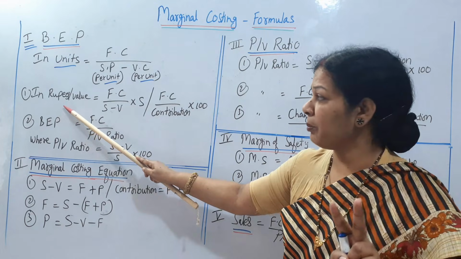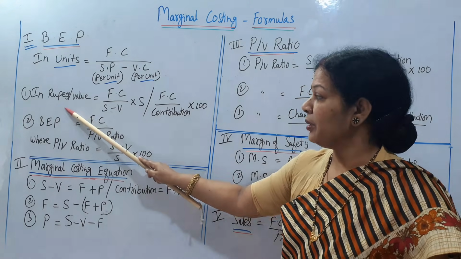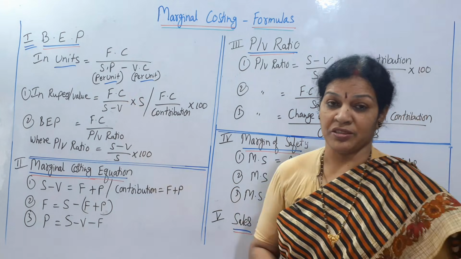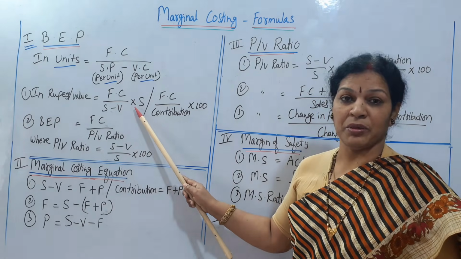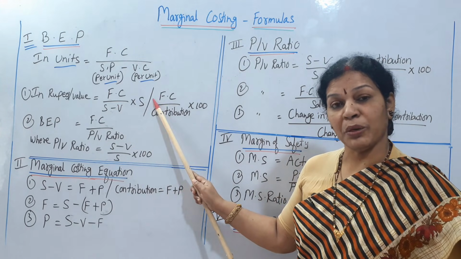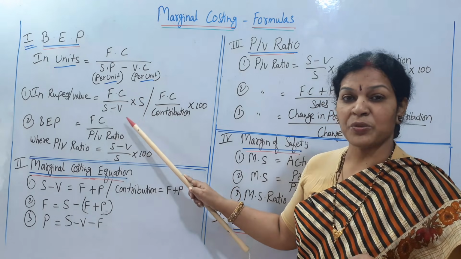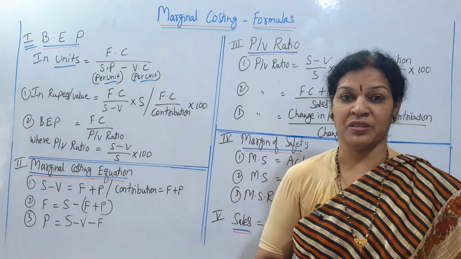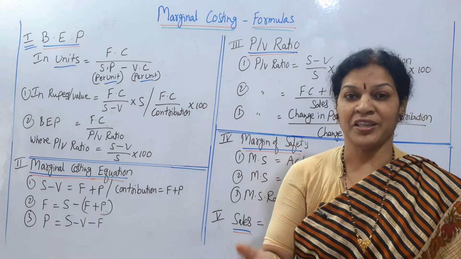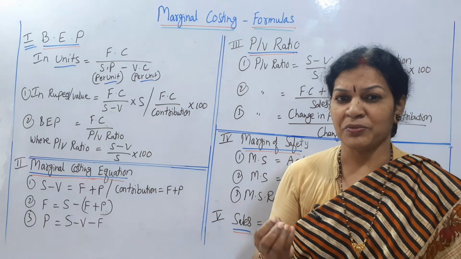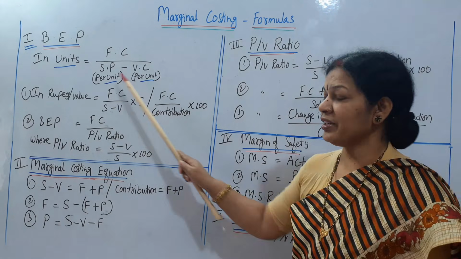Value wise we have two formulas. First formula is BEP is equal to fixed cost by S minus V into S. S is selling price, V means variable cost, multiplied with selling price. Fixed cost by S minus V into S. Say along with me, it will be easy for you to remember. Fixed cost by S minus V into S. So you will get it in value.